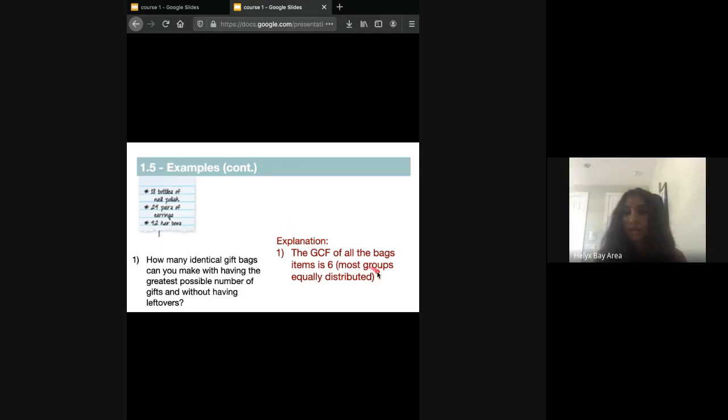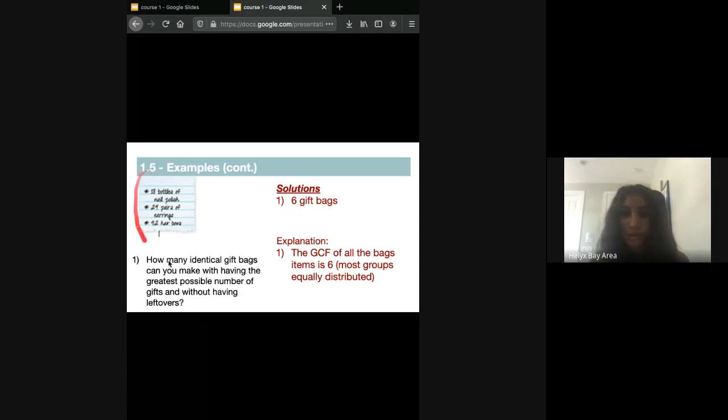So when 6 is equally distributed, we know that we can make 6 gift bags, because we can distribute all of these equally. For example, 3 of these in one, and 4 of these in one, and then 7 of these in one.